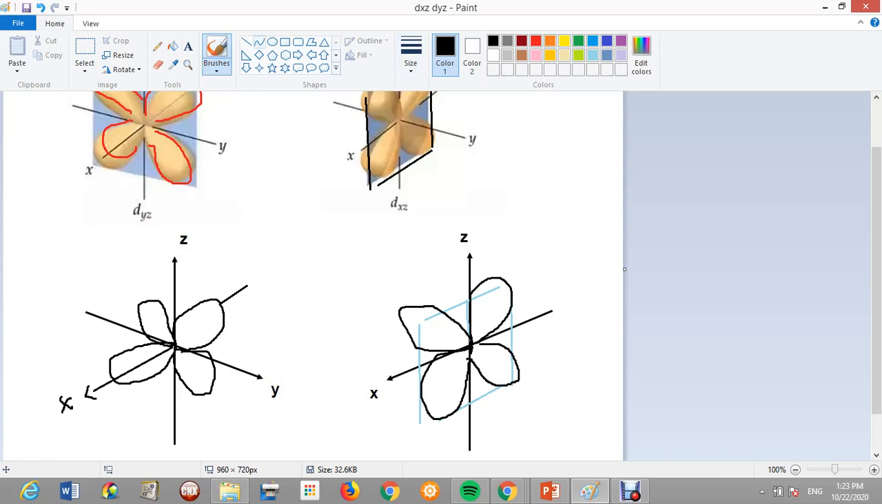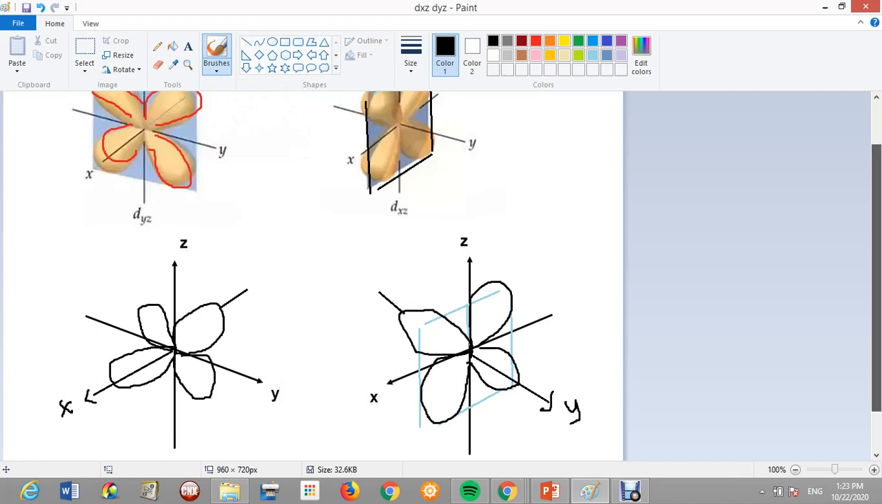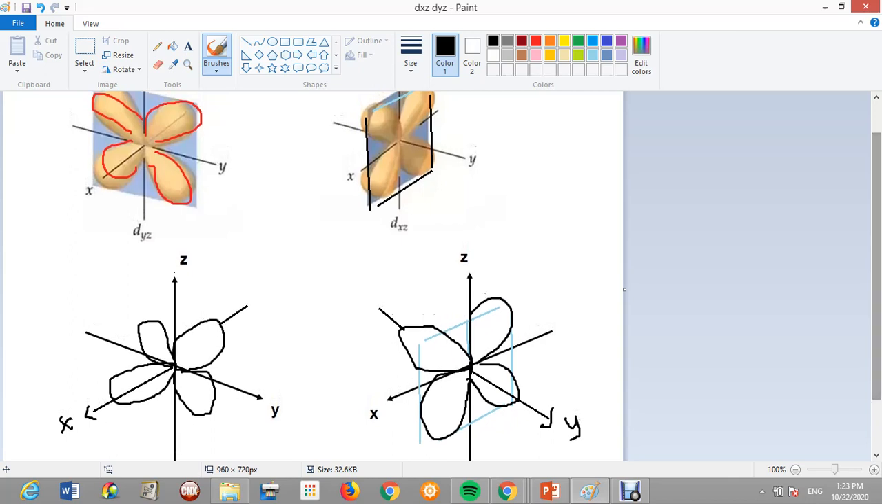And then you draw your axis. This side carries the arrow, so you will cut through the loop. You will label it as your y axis. So this is your dxz.